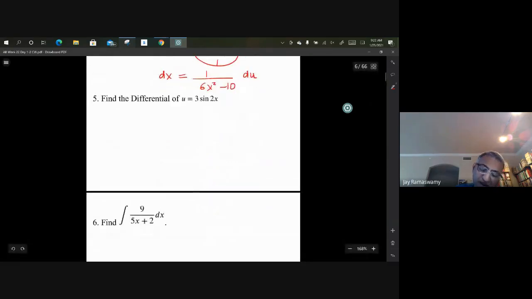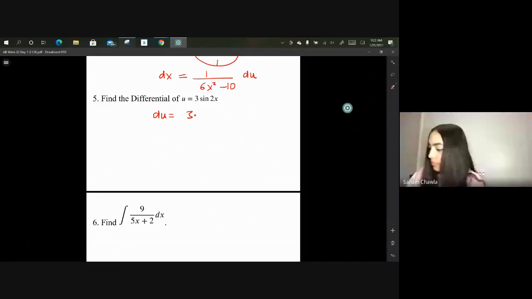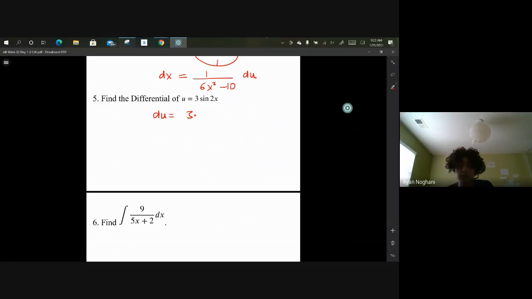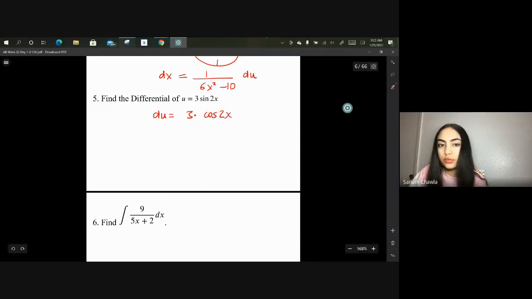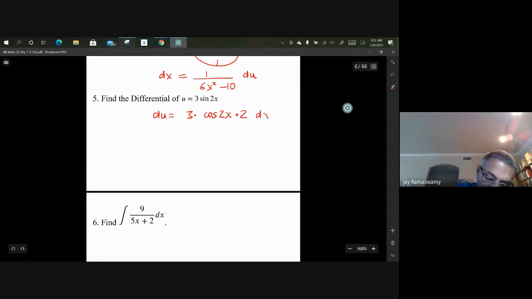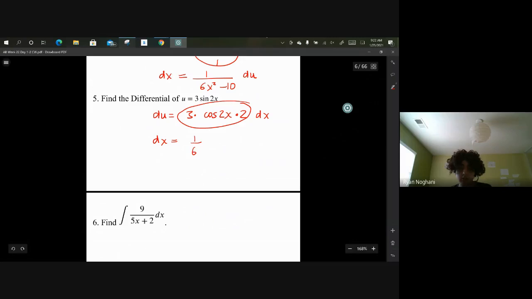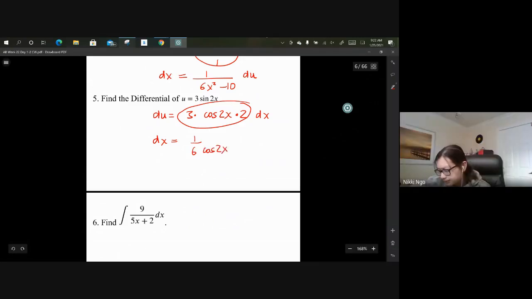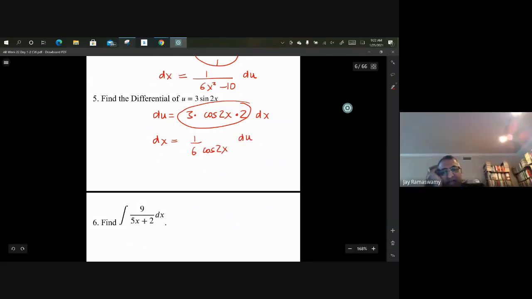Okay, let's do question number 5 the same way. So du equals 3. Okay, is that sin x or sin monkey? Sine monkey. Okay, what's the slope of sin monkey? Cos monkey times 2 dx. Okay, now I'm going to multiply both sides by that reciprocal. So dx equals 1 over 6 cos 2x times du. Is everybody okay there?